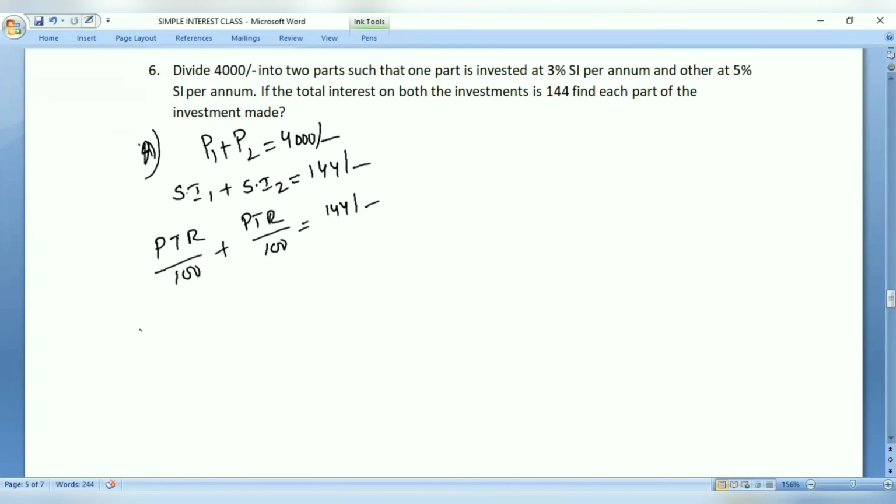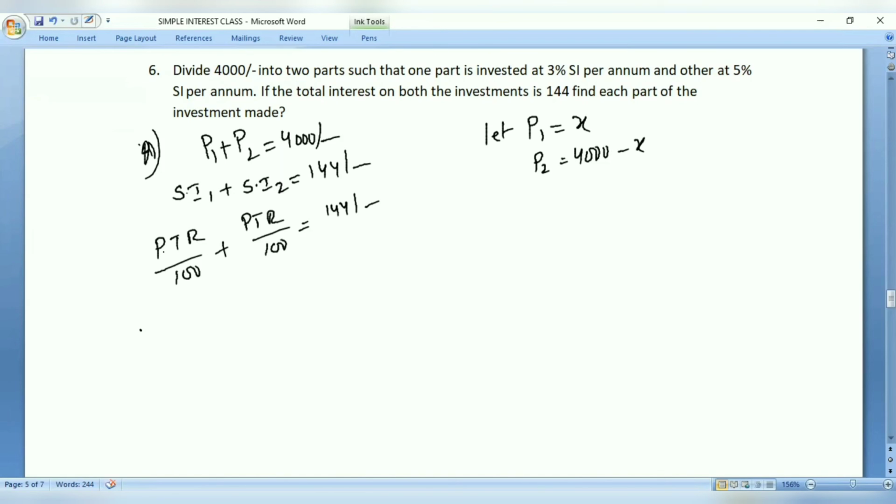So the first part of the investment, do we know? We do not know. Let it be the first part. That means let P1 equal X. Then automatically what will be P2? The total amount is 4,000, so 4,000 minus X will give you P2.